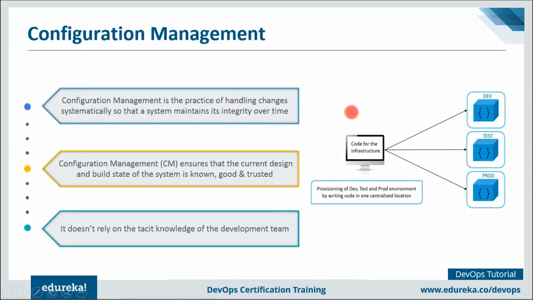That's what it means. Suppose I want to install LAMP stack on all of these three environments, whether it's dev, test, or prod. I'll write the code for installing LAMP stack in one central location, and I can go ahead and deploy it onto dev, test, and prod. So I have the record of the system state present in my one central location.